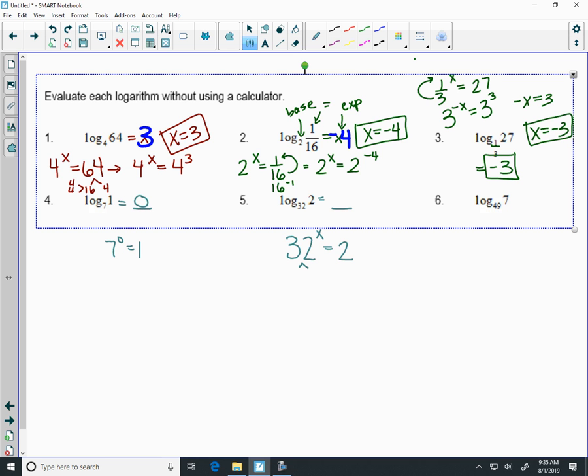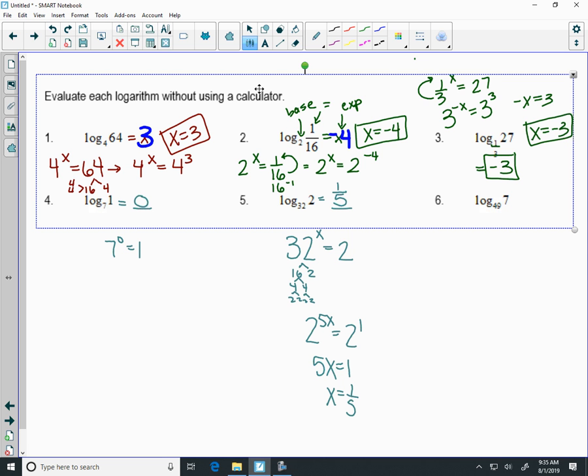32, if you need a factor tree for that guy, is 2 to the 5th. So I have 2 to the 5x equals 2 to the 1st. So 5x equals 1. x equals 1/5. So that means log base 32 of 2 is equal to 1/5.